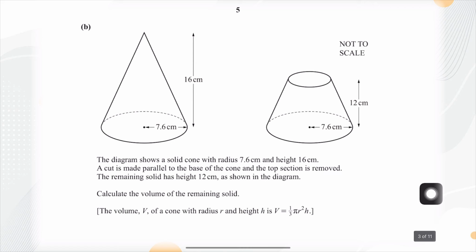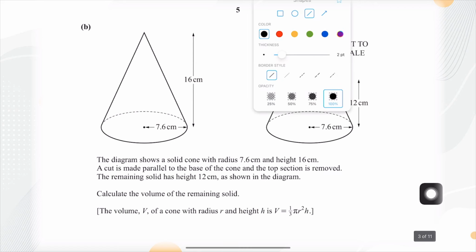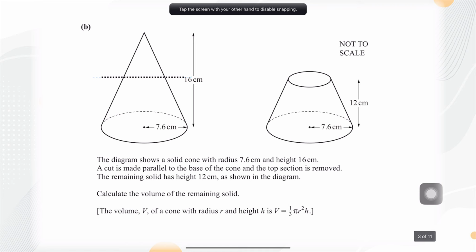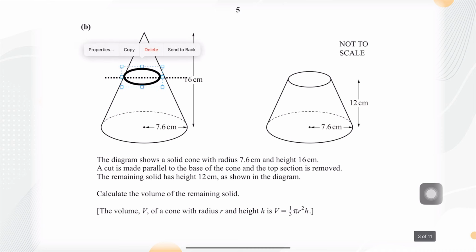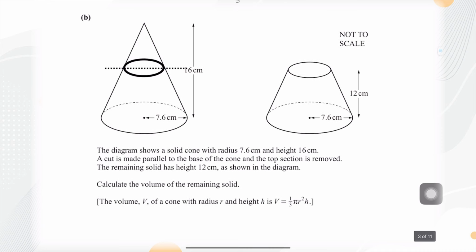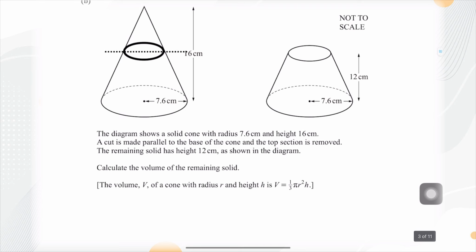So you can see that what you've removed is actually a cone. Let's add a bit of a 3D touch to it. So this is basically what you've removed. Now the question says the remaining solid has height 12 centimeter as shown in the diagram. Calculate the volume of the remaining solid.